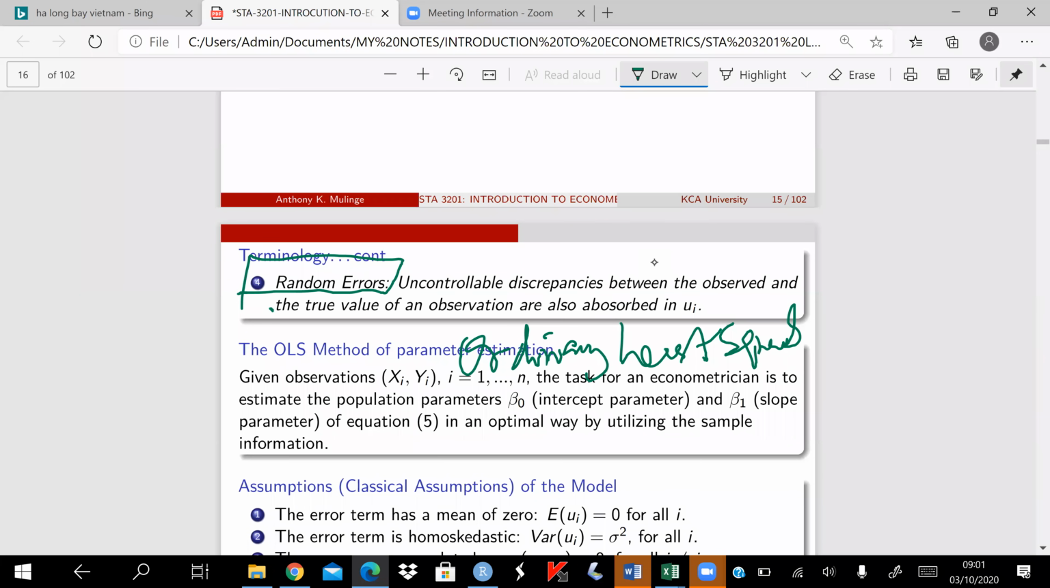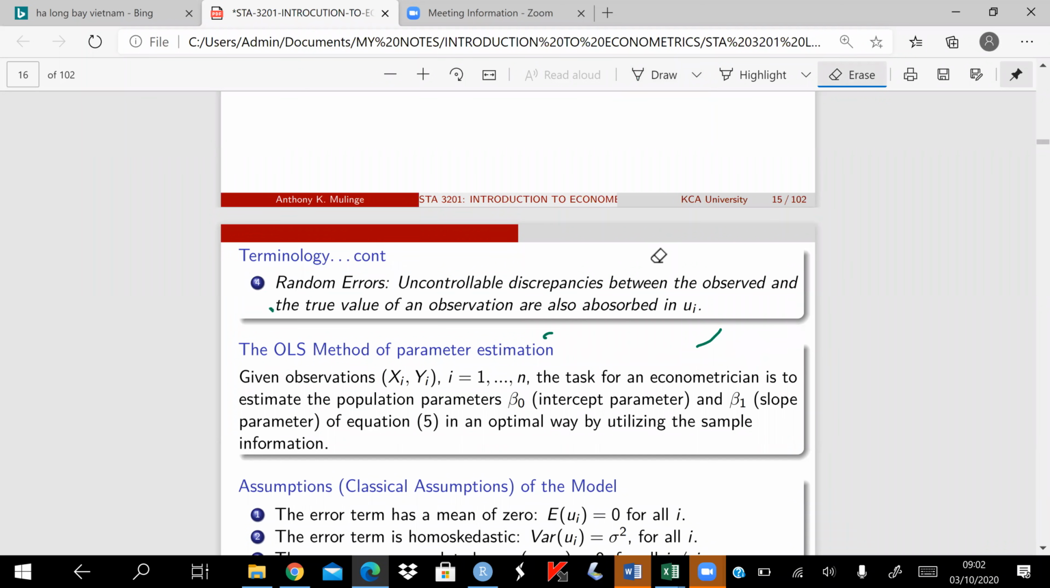Now this method is very simple to explain or to understand. So usually you start with a scatter plot. When we have two variables, you have your y and then you have your x variable there. So you have a scatter plot.